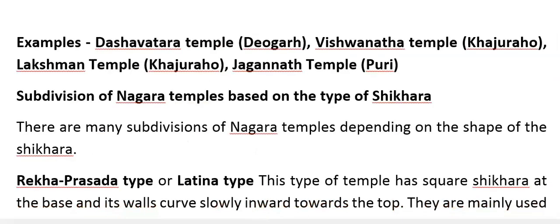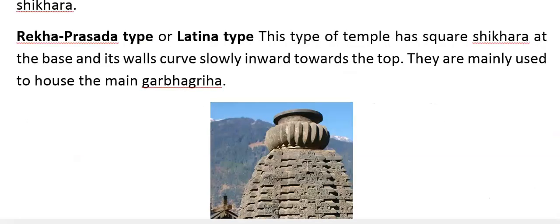So the famous Jagannath temple in Puri is built according to Nagara style of temple architecture. And then we have Vishwanath and Lakshman temple in Khajuraho and Dashavatar temple in Deoghar. So these are the examples of Nagara style of temple architecture. Then if we divide the temples on the basis of Shikhara, it can be divided into three subtypes of Nagara temple, and of course that will depend upon the shape of Shikhara.